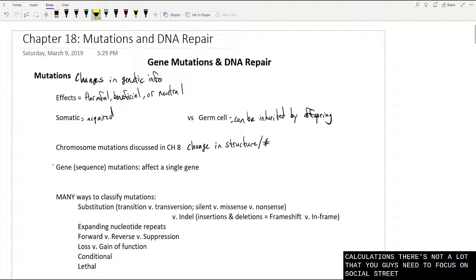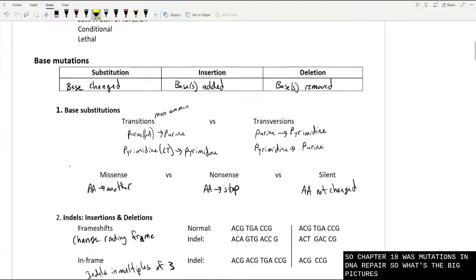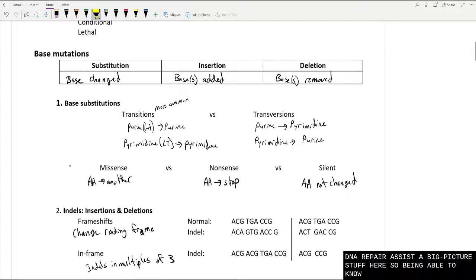Chapter 18 was mutations in DNA repair. So it's the big picture stuff here. Being able to know what the difference between a missense, a nonsense, and a silent mutation are will be important in understanding. A missense is when it changes to another amino acid. A nonsense is when it's a stop codon, and a silent is when the amino acid does not change. A nonsense mutation is most likely going to lead to what's called a loss of function and be a recessive trait. It's unknown what a missense mutation might end up doing to that final protein product.